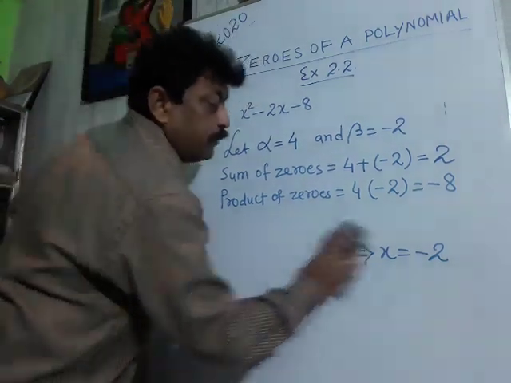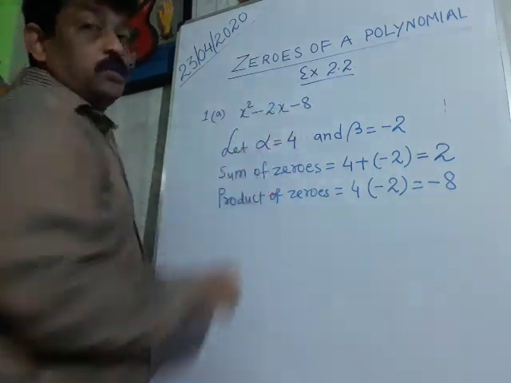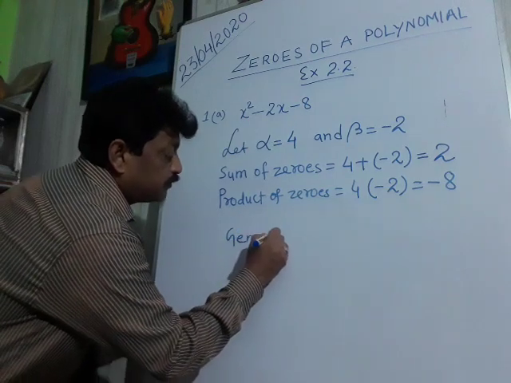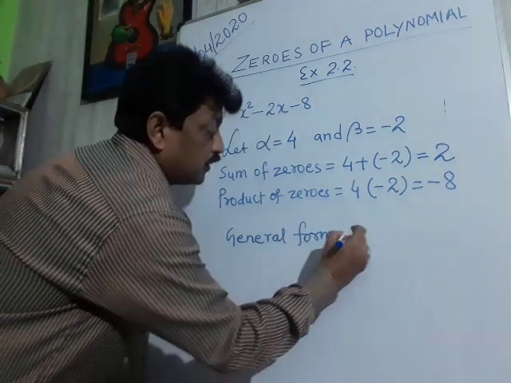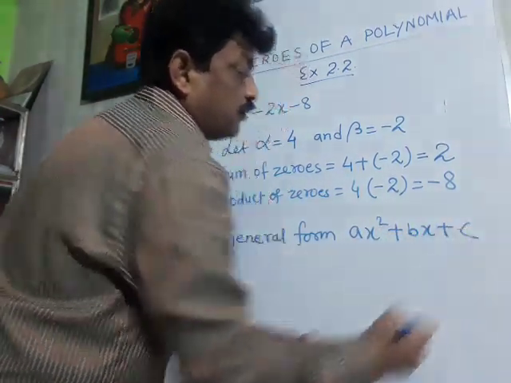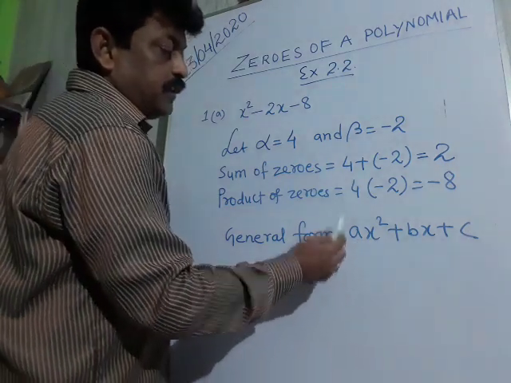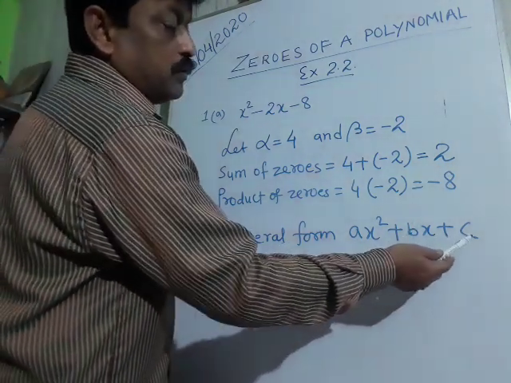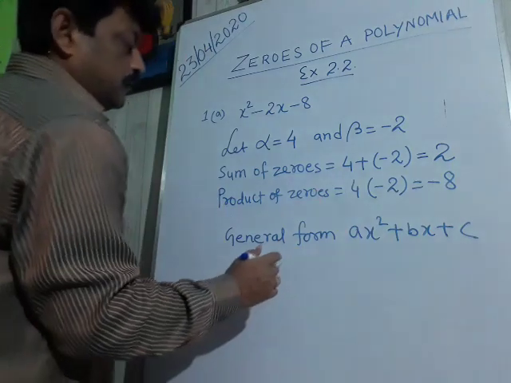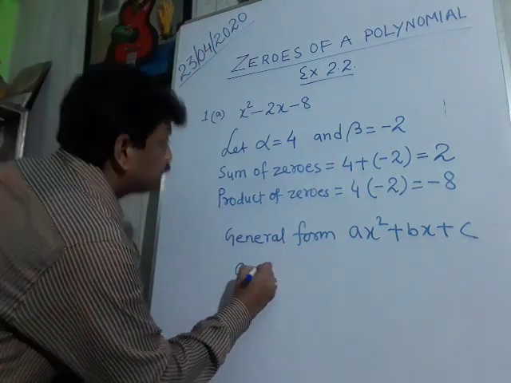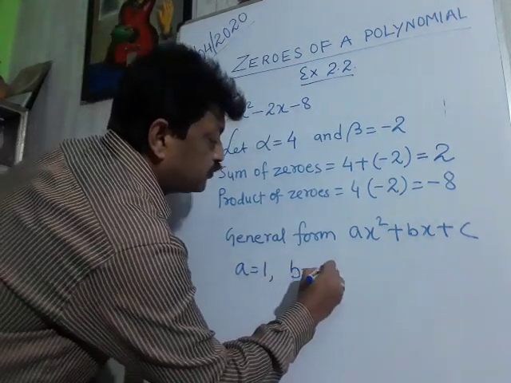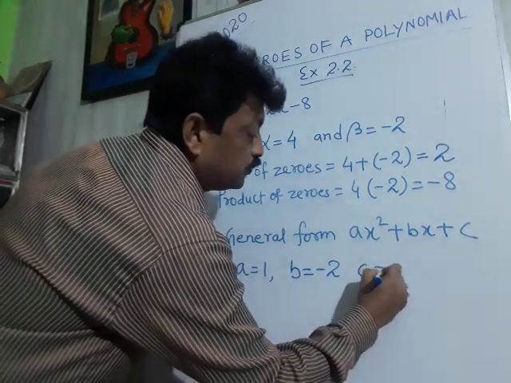Now if we compare the given polynomial with the general form, the general form we all know is ax square plus bx plus c, where coefficient of x square is a, coefficient of x is b, and c is the constant term. Now if you compare the given polynomial with the general form, then we will get a equals 1, b equals minus 2, and c equals minus 8.